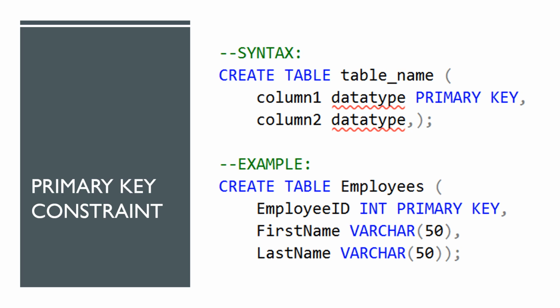And the third one is the primary key constraint. It is a combination of not null and unique, which uniquely identifies each row in a table. And over here, employee ID, data type integer, and primary key is used. This means it must have a unique value and cannot be null. It uniquely identifies each row in the table, and first name and last name have a maximum length of 50.